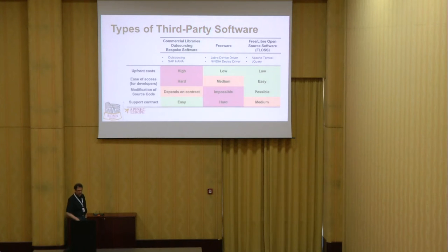Let's have a quick look at what type of third-party components are common in the software industry. The first one there, I put together commercial libraries. That means if I, as a software vendor, buy a library from another software vendor, which then is my supplier, or if I make bespoke outsourcing, I go to a company and say, here I have a problem, please implement me a framework that I then use for building software for my customers. That would be, for example, if somebody is building a product on top of SAP HANA, or an Oracle database.